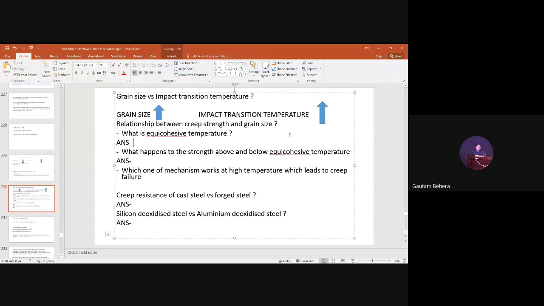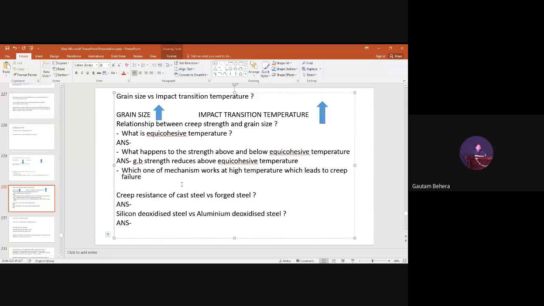Okay, so you people have understood this one. What happens to the strength above and below the equicohesive temperature? The answer is that the grain boundary strength reduces above it. For every material, we have an equicohesive temperature. If you go above the equicohesive temperature, the grain boundary becomes weaker. In other words, the strength of the grain boundary is reduced. Fine.